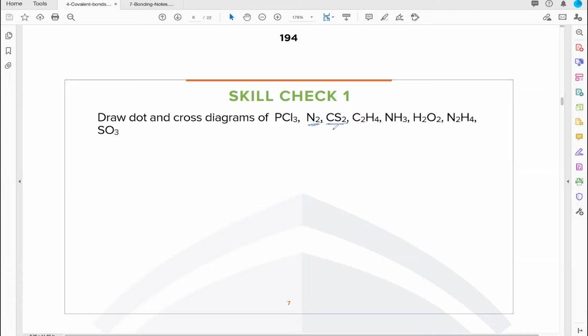Okay, let's try to name this thing. I have carbon and I have two sulfur, so that is disulfur, but I have sulfur as the last one, so I'll say disulfide.